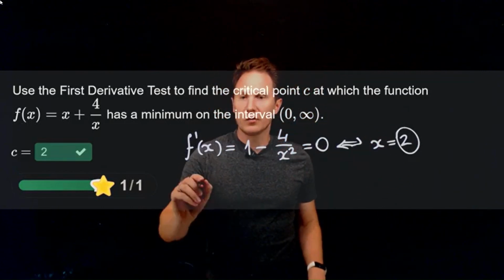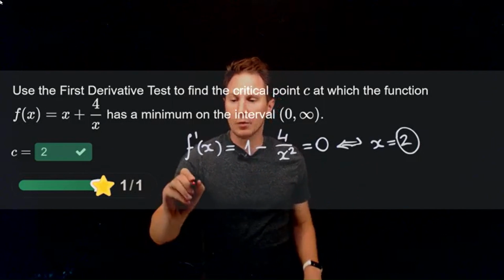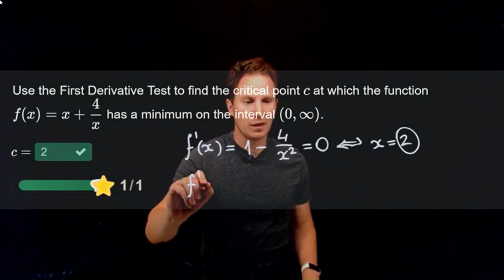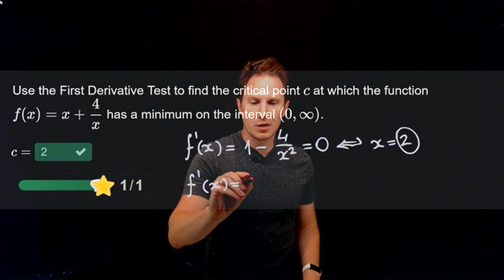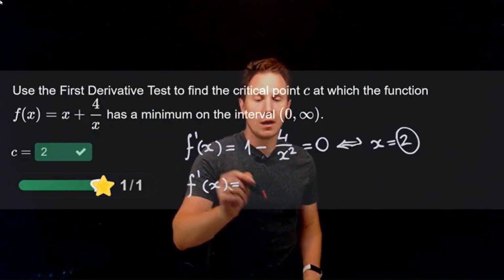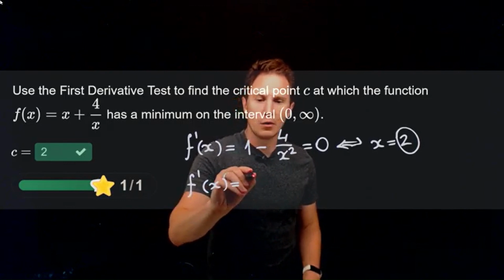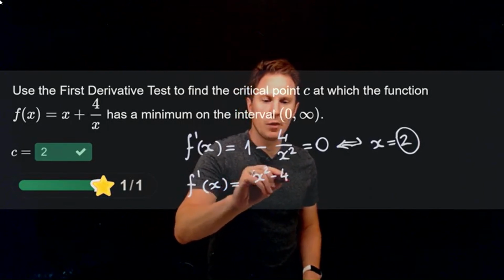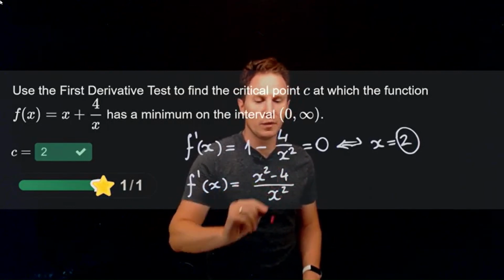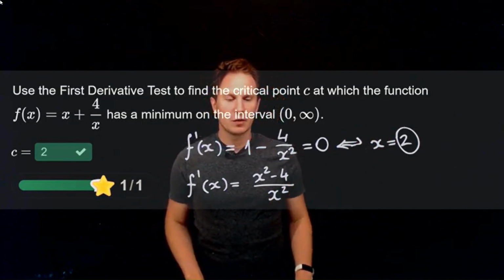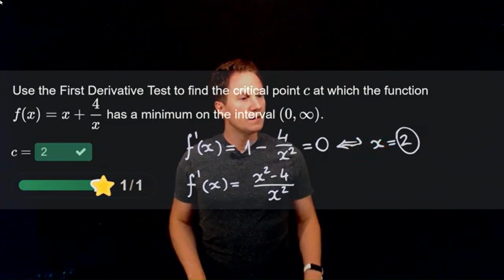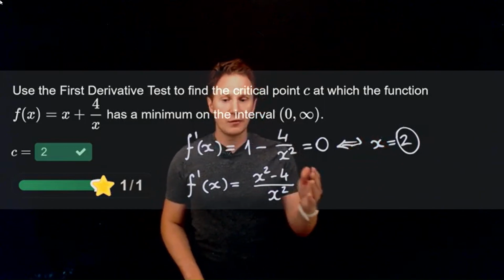Now, to see whether it's a minimum or a maximum, we use the first derivative test and look at the first derivative, which is 1 minus 4 over x squared, or it can also be written as x squared minus 4 over x squared, and see what happens to the values of this first derivative around x equals 2.